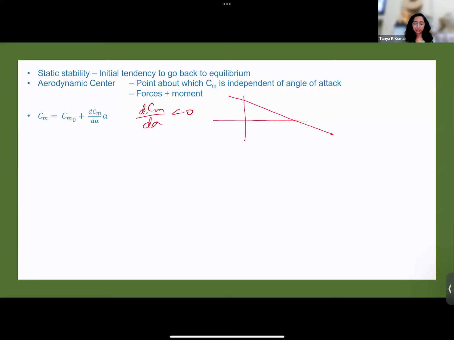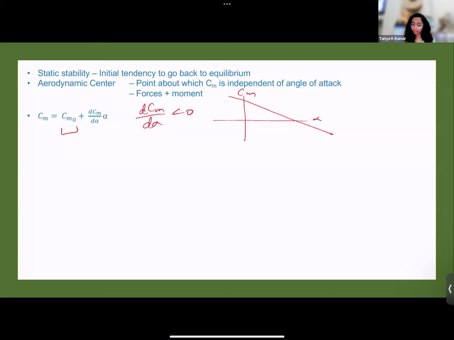Another thing that we had seen is that we need Cm naught to be positive. Why do we need it to be positive? To trim your aircraft at a positive angle of attack. It's not a necessary condition. It's just something that we prefer. We prefer to trim our aircraft with positive angles of attack, and hence we need Cm naught to be positive.